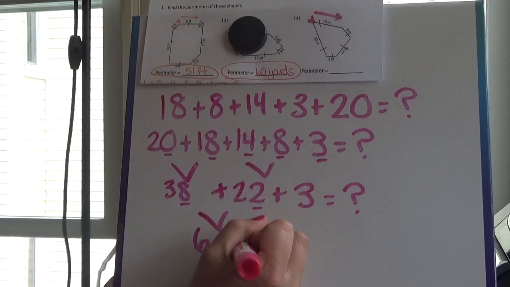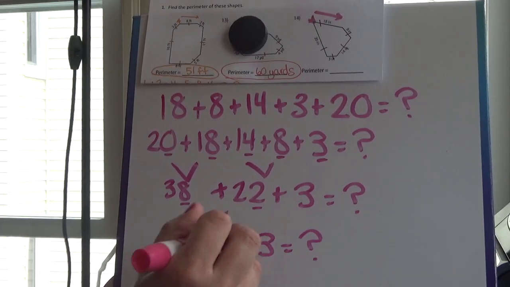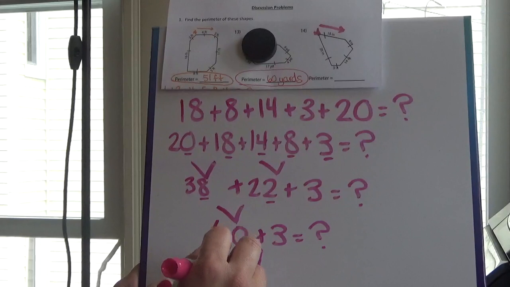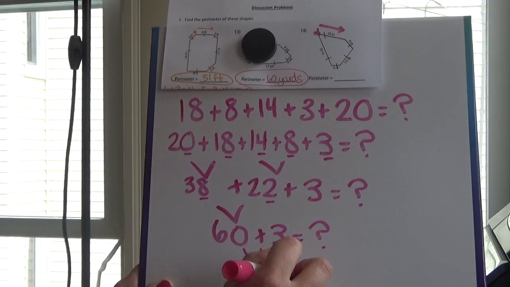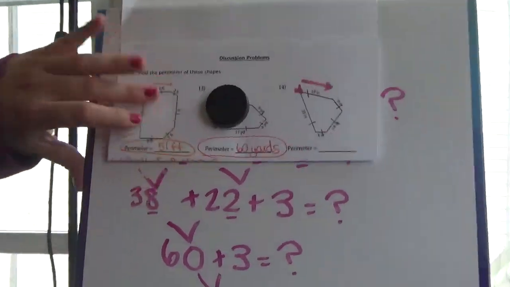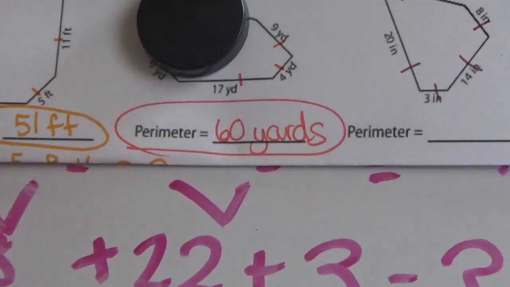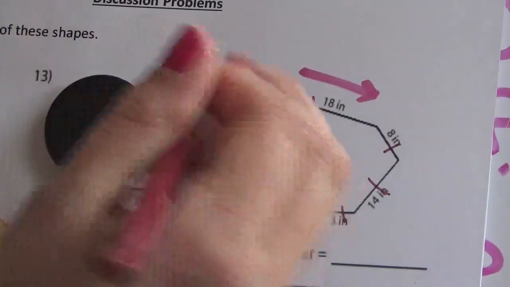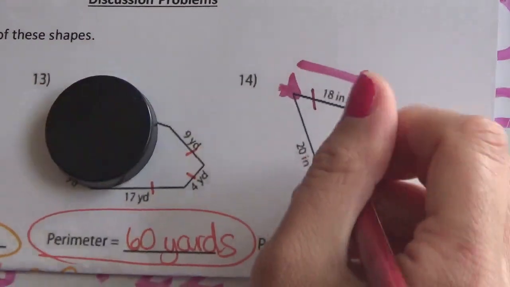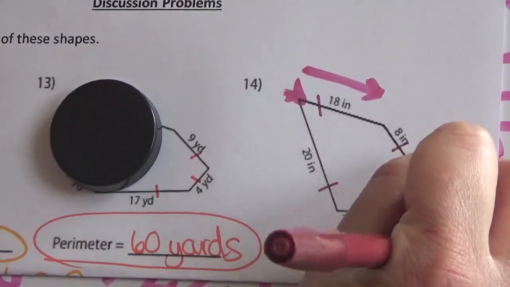And then I'm adding 3 more. So 60 plus 3 equals 63. And that right there is your perimeter. So we just figured out that the perimeter of this pentagon is 63 inches.